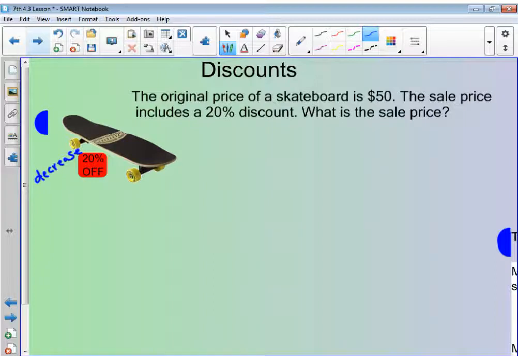You can either use the formula of finding the new percentage and then taking that times the original. You can set it up as a proportion. Just remember, if you choose to do a proportion, it's going to be your sale price over your original. Okay, go ahead, pause your video and work your way through this one.